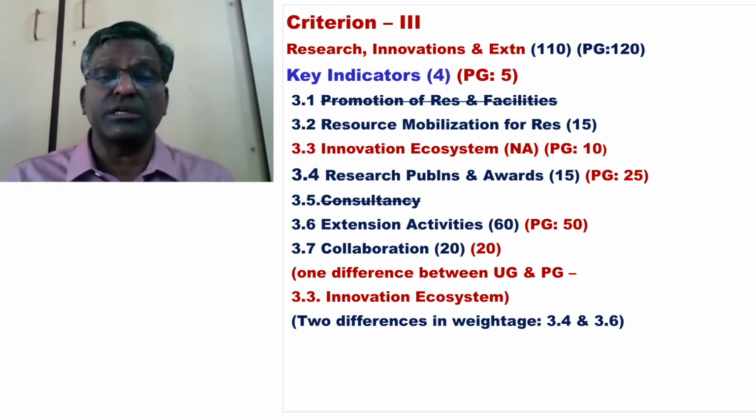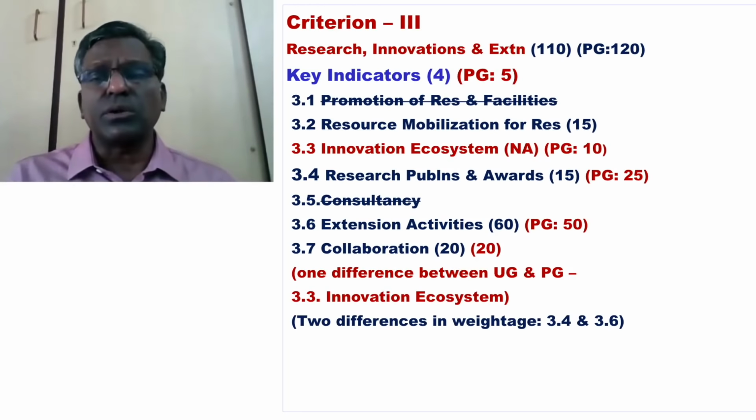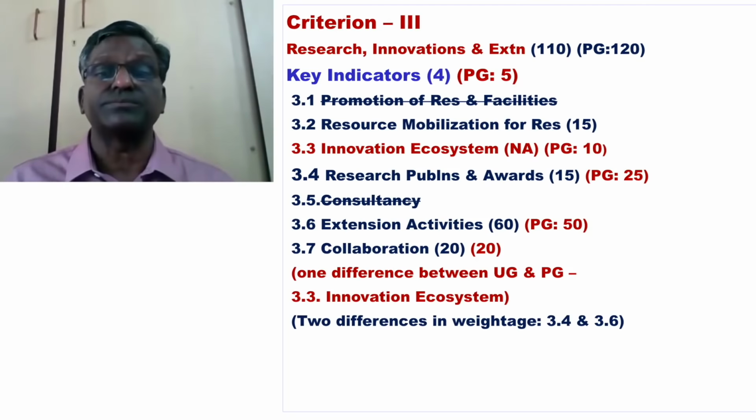So criterion 3 focuses on research. Now, this criterion is important for universities and secondly for autonomous colleges, but not as important for affiliated colleges as it is for universities and autonomous colleges.